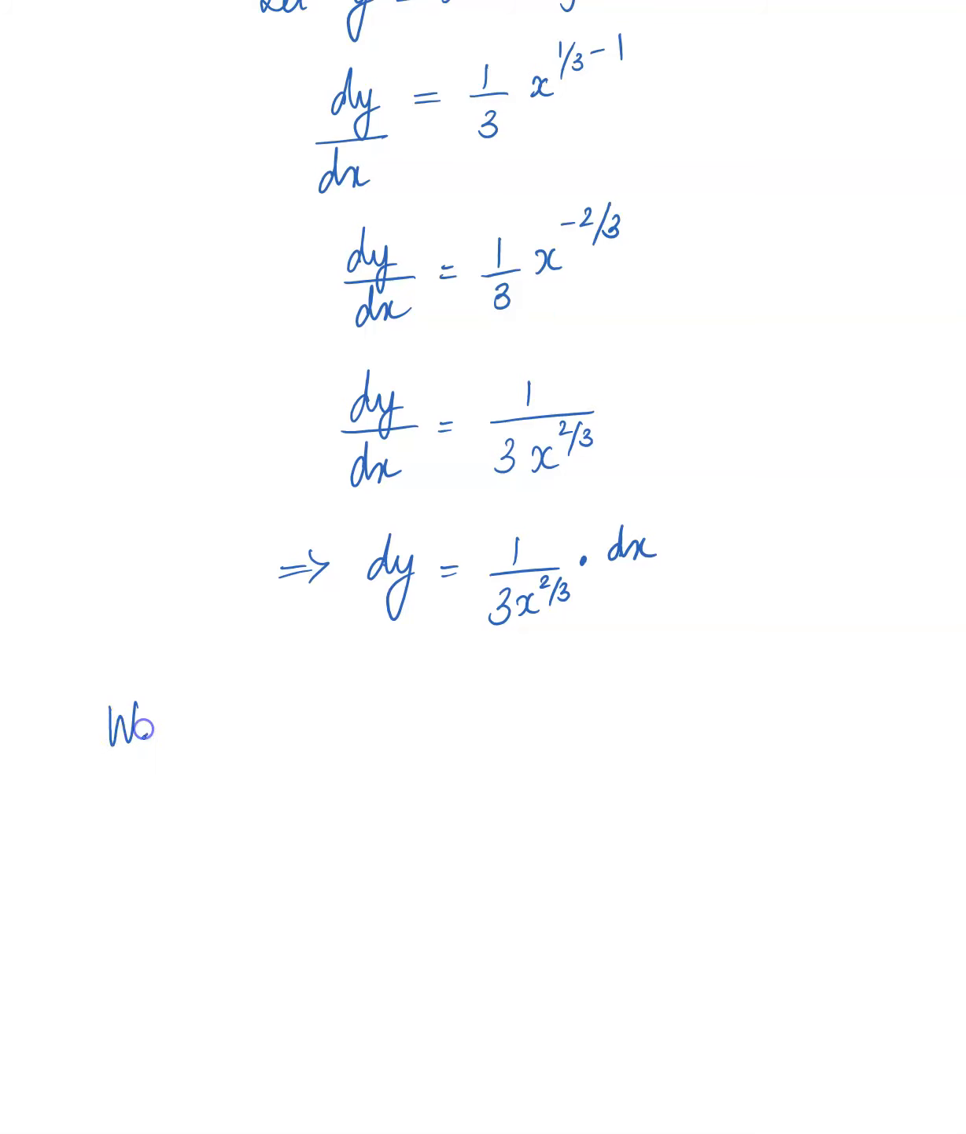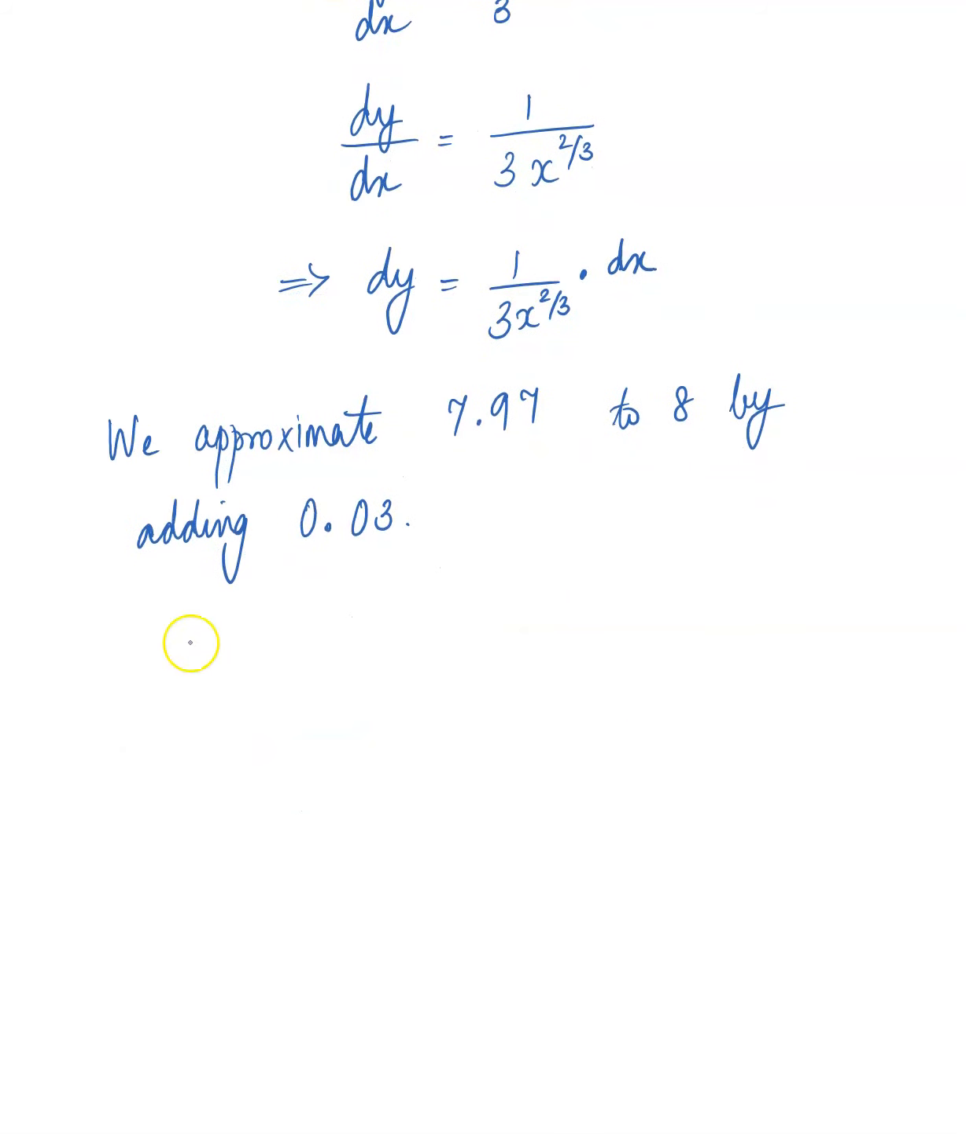So we are going to approximate that decimal information, 7.97, to 8. And for us to approximate it, to round it or bump it up to 8, we had to add 0.03, right? So I'll say by adding 0.03. So what we're saying is, this a plus dx will be that x.